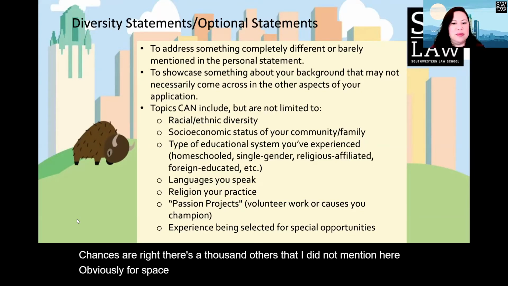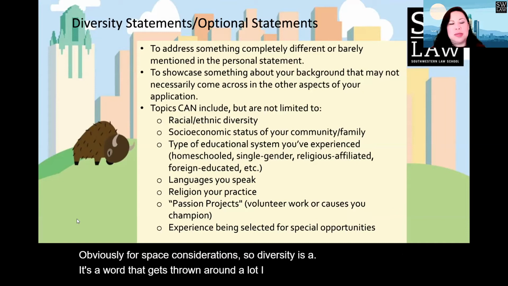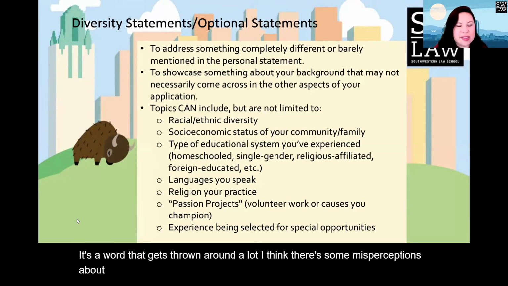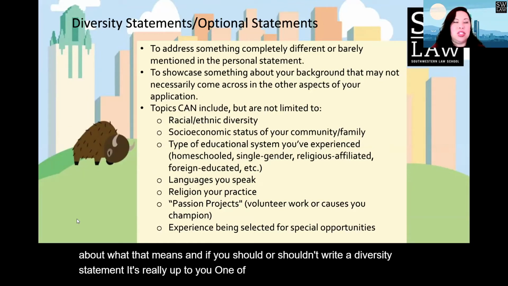So diversity is a word that gets thrown around a lot. I think there's some misperceptions about what that means, and if you should or shouldn't write a diversity statement, it's really up to you. One of the ways that I encourage applicants to think about the difference between them is this.